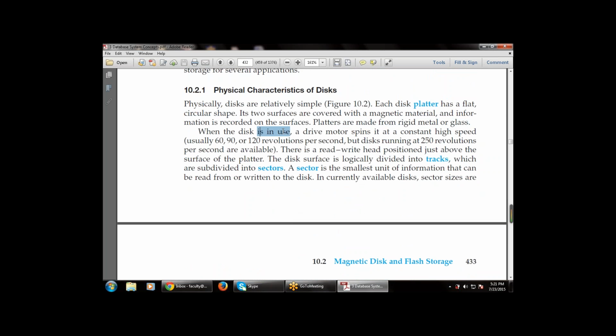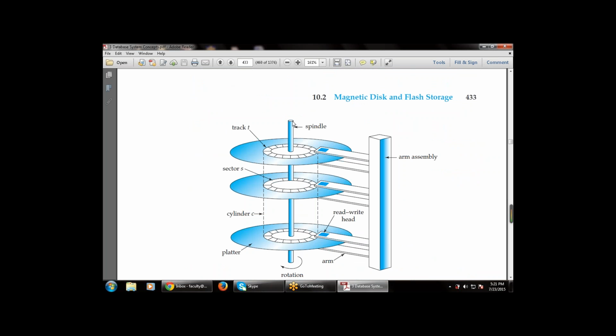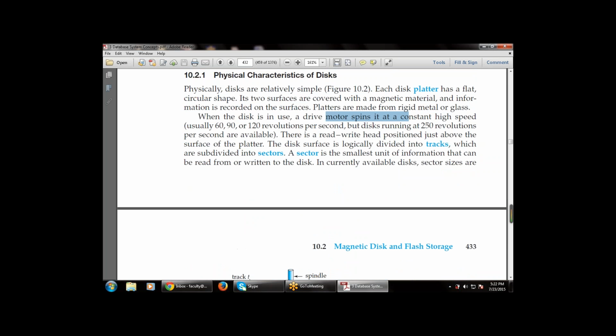When the disk is in use, a drive motor spins it at a constant high speed. So the motor rotates at a constant high speed. This is the motor, this is the spindle that rotates at a constant high speed. And there is a read-write arm, with a read-write head positioned just above the surface of the platter.